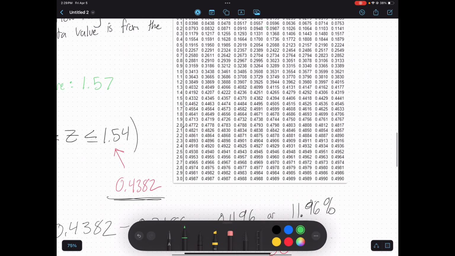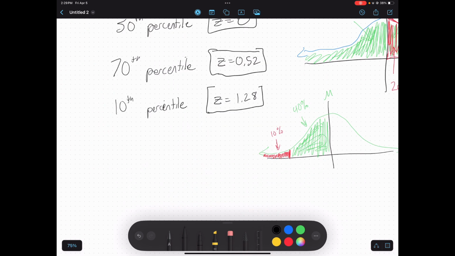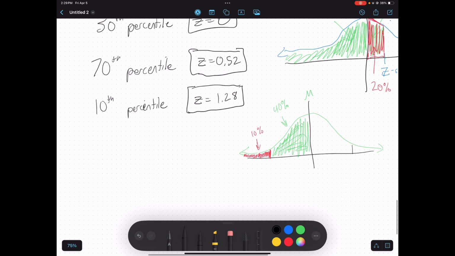Let's look for 40%. Okay. 40%, 40%, I end up here, either 0.3997 or 0.4015. Which one's closer? This one's closer. So I'm going to take that z-score, 1.28. I do have to be careful here. I don't want to leave it as 1.28 because that represents my z-score way over here. This is 1.28. So what z-score is this? This is negative 1.28 because it's on the left side of your mean.